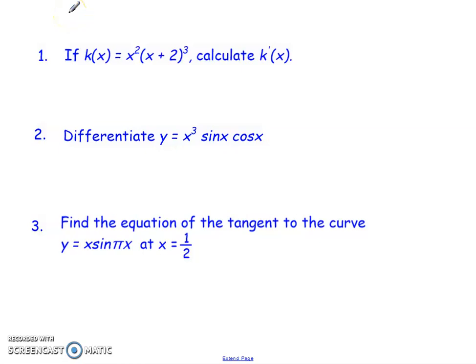3 questions for you. First one gives you a fairly straightforward equation. You have to calculate the derivative of it. Second one ups the ante a wee bit, and then the third one shows you where we can use it, finding the equation of a tangent to a curve. Pause the video and have a ping at these.